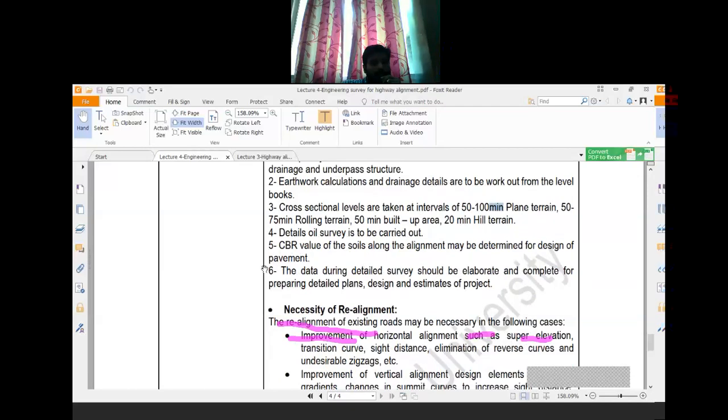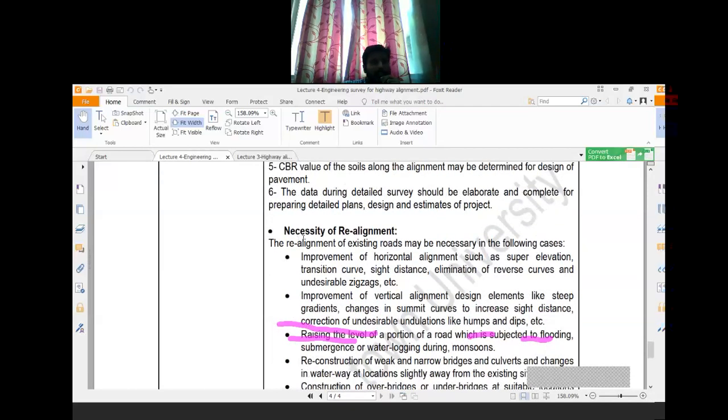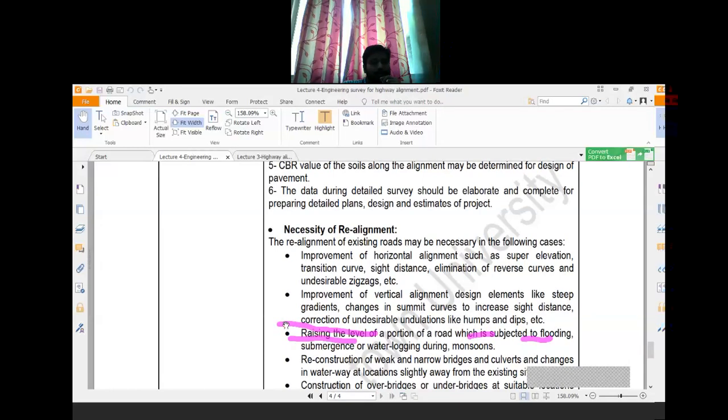Now the next topic, which is also very important, is the necessity of realignment. Why is realignment necessary? Realignment means, suppose you have an existing road, but for some reason you need to realign that road. What are the different reasons for realignment? We'll discuss this.